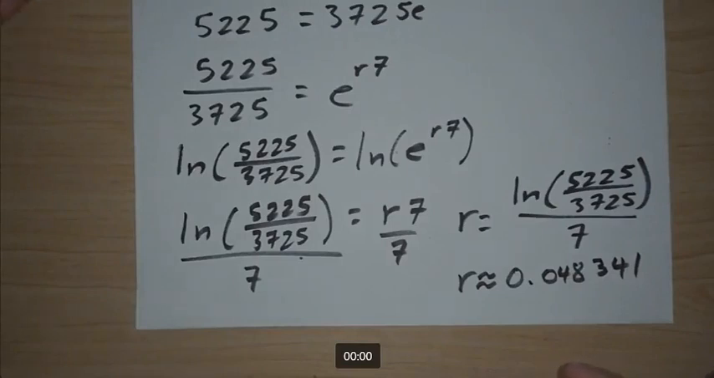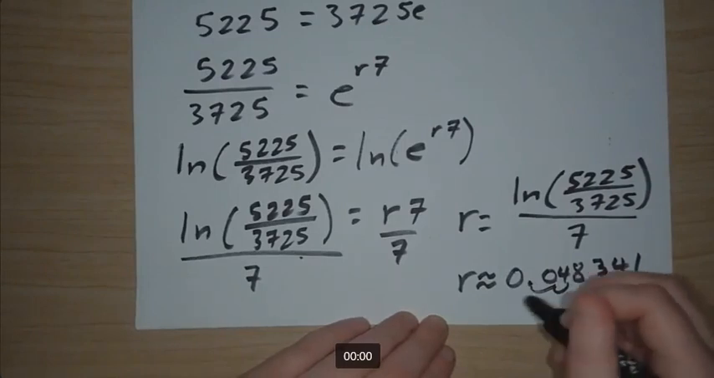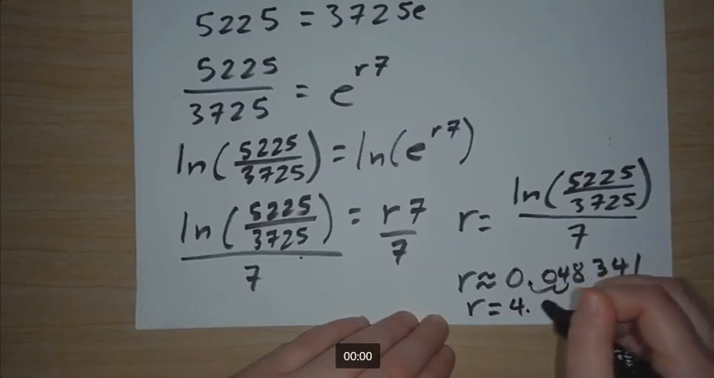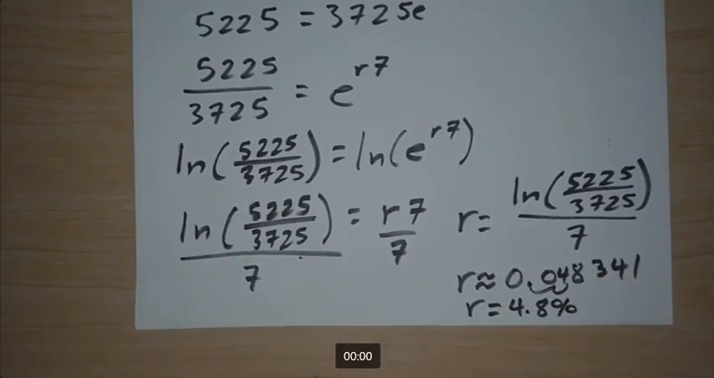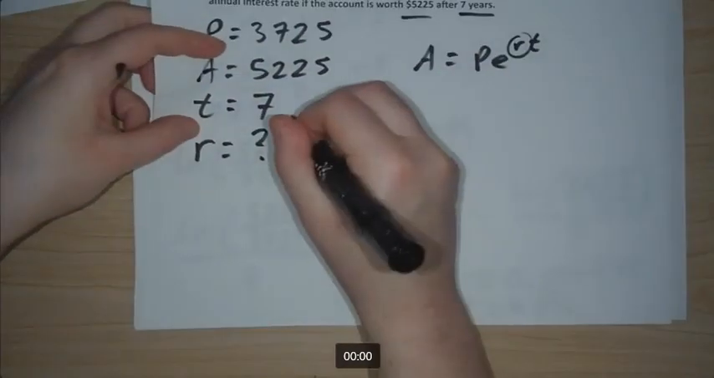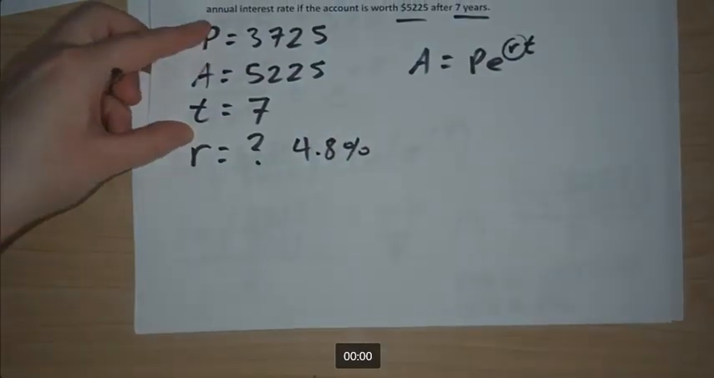So this is going to be in percentage format. We have to move the decimal over twice. So we have r is equal to 4.8%. And so we have r is equal to 4.8%, and that is our annual interest rate.